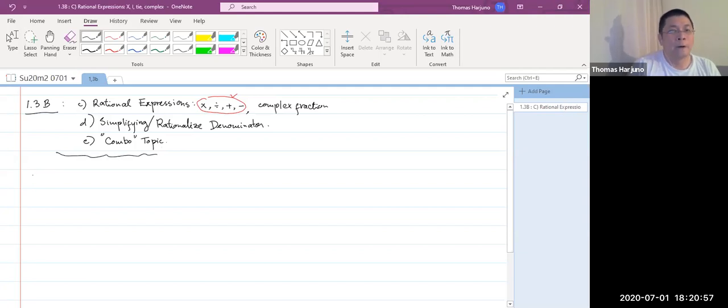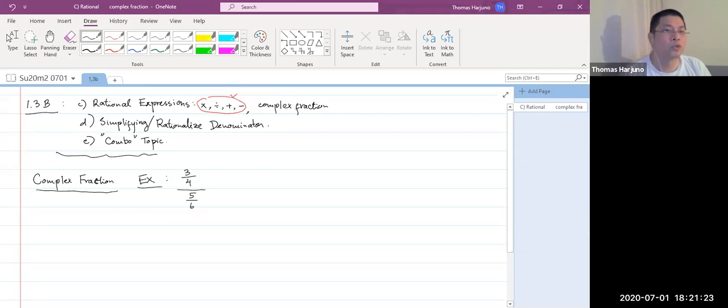Let's see. For the complex fractions, suppose, for example, I give you the foundation first from algebra. Suppose we have 3/4 big over 5/6. A fraction over a fraction, that's what we call a complex fraction. And we want to simplify this. Now, there are two methods to do this.